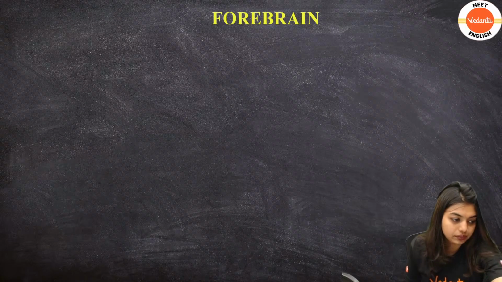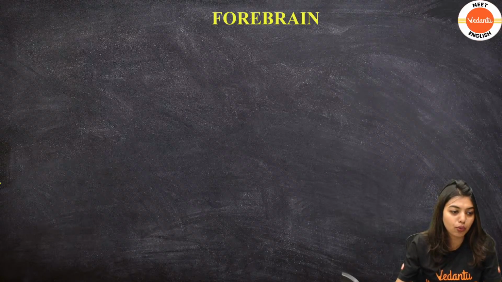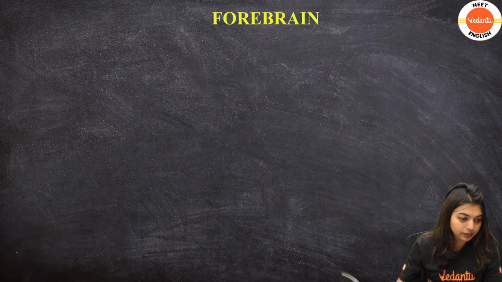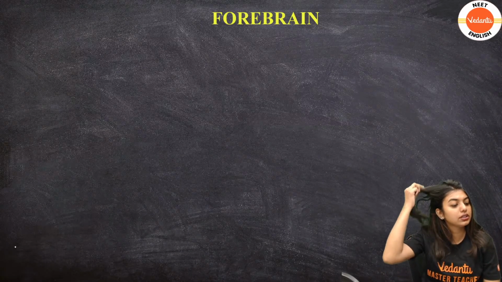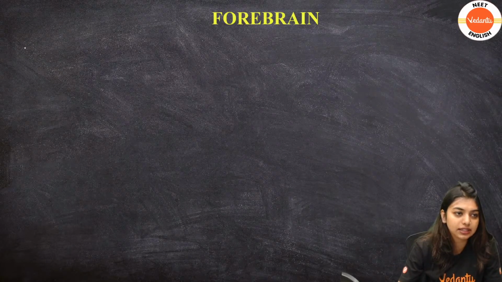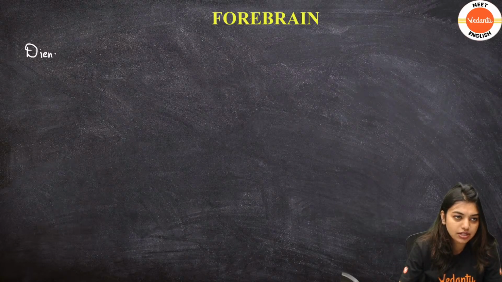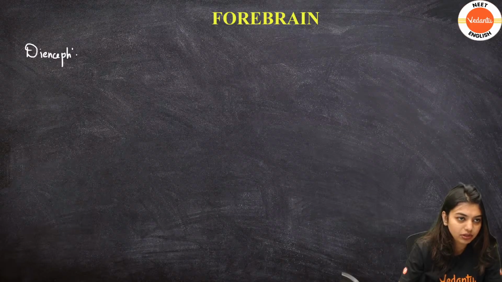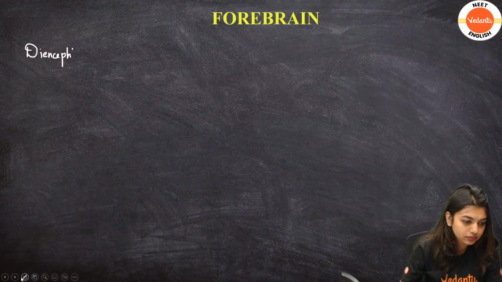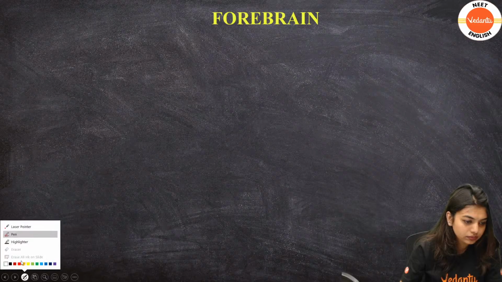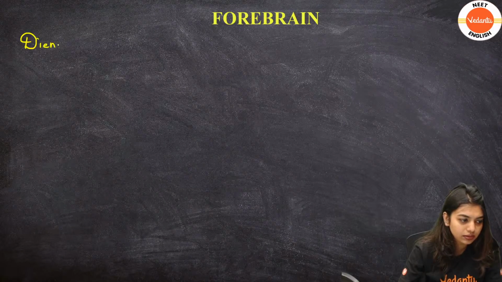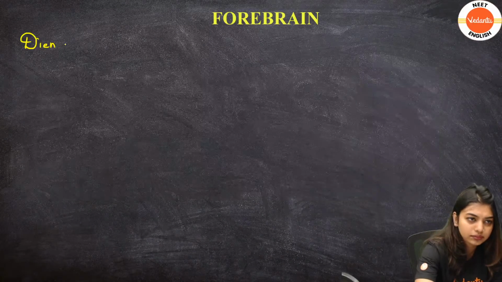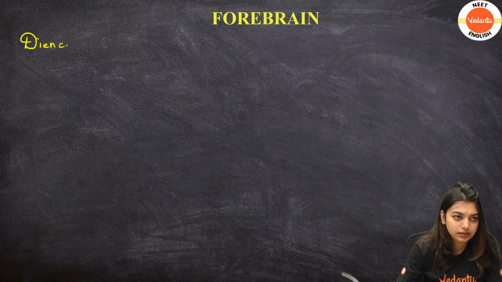Okay, let's understand your forebrain. Okay, forebrain. Okay, students, listen here. Forebrain, we have diencephalon, right? That is the first. We understood cerebrum. Now we have diencephalon.